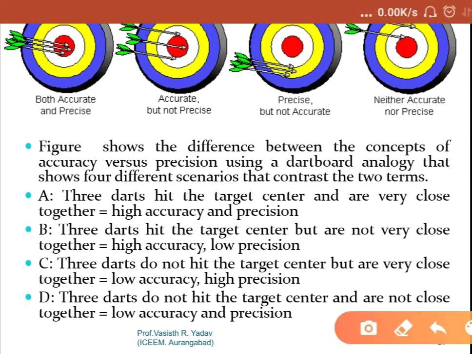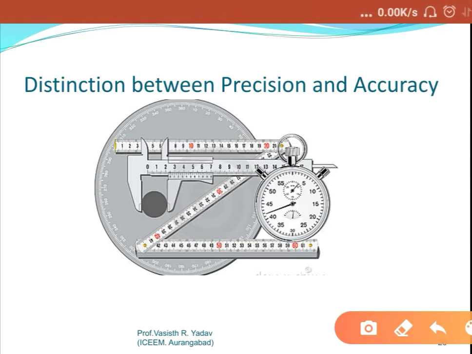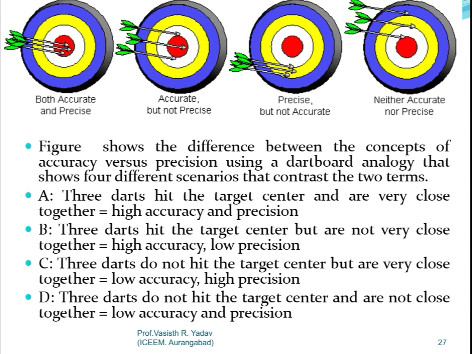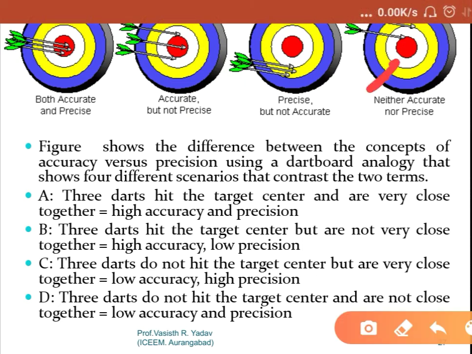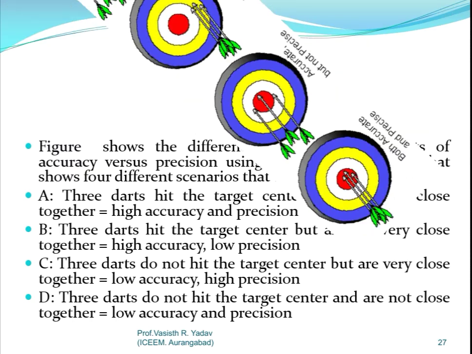Another term, in the third case here, in this case the three dots, that is our arrows, they hit very near to each other, they do not hit the target center but are very close together. So we can say that they have low accuracy and high precision. And the very last one, in this case, we can say that the three darts do not hit the center target and are not close together. So they have a low accuracy and precision. So that is what we are talking about, accuracy and precision.